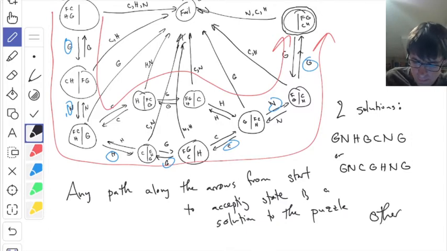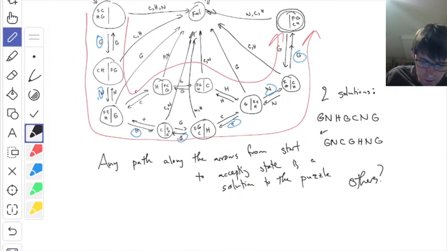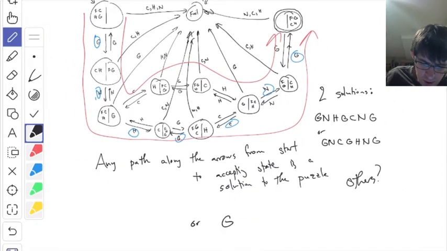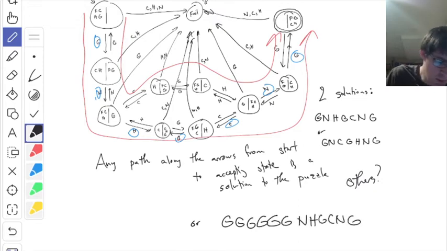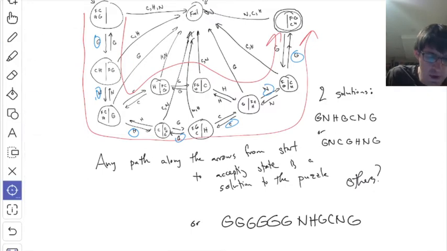Can't you use the reverse arrows to kind of elongate your answer? Yes. So your answer to this question, are there other solutions, should be: those are the two good solutions, but there are other kind of stupid solutions. For example, you could do G, G, G, G, G, G, N, H, G, C, N, G. What I just did was go back and forth here a bunch of times and then do the usual trail to the end, right? That is also a legal solution, although it's sort of a stupid one.